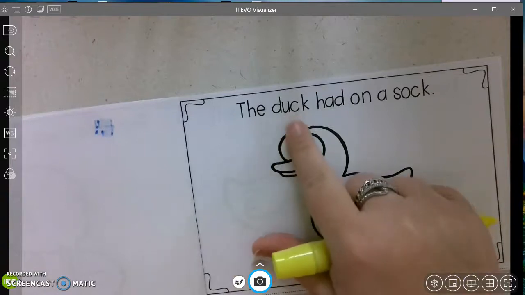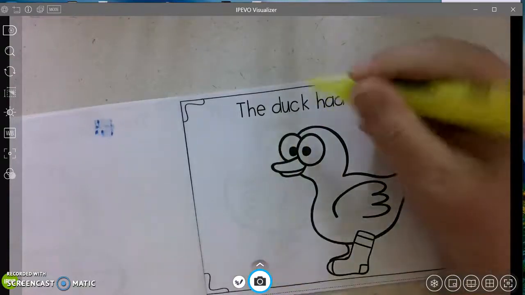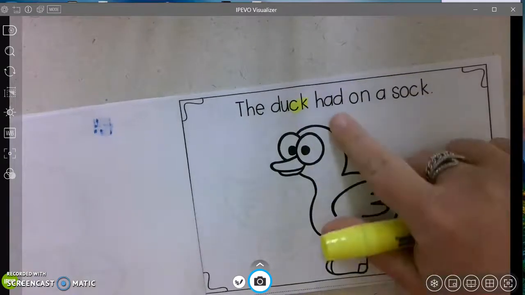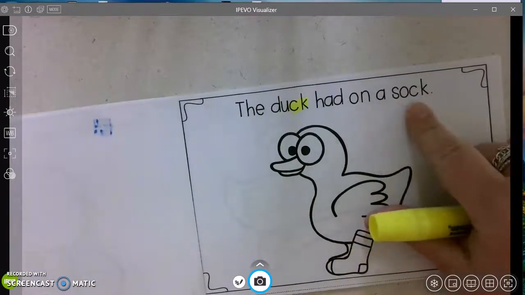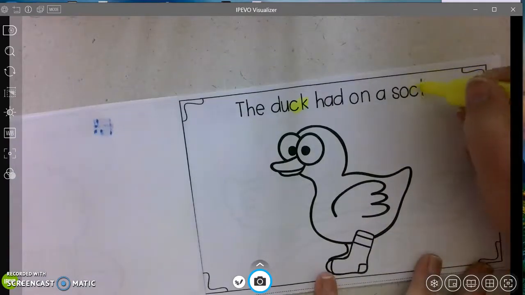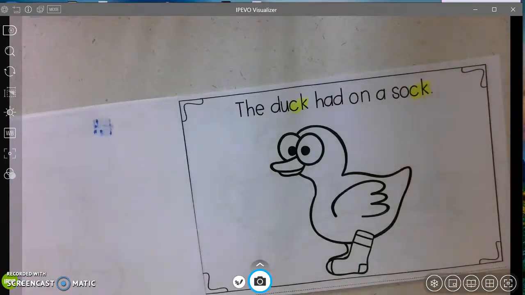The duck. Here's CK, right? So I'm going to highlight that. Had on a sock. Here's another CK. Great job. Okay, so I do want you to keep this book in your book box because we're not done with it yet.